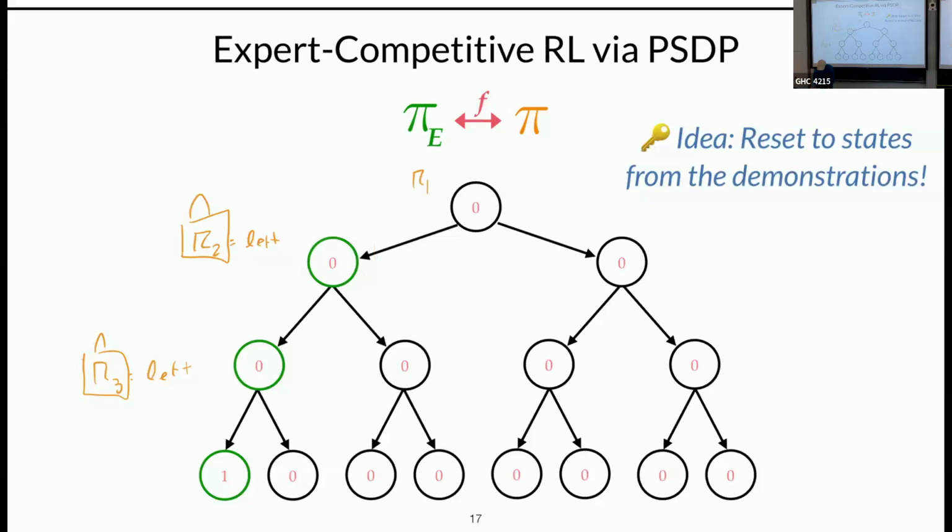Pi 1, I can either choose to go left and then left again, in which case I'll get reward 1. Or I can choose to go right and then left again, in which case I get reward 0. So what I'm going to do is basically, in total, I'm going to choose to go left here again, right?